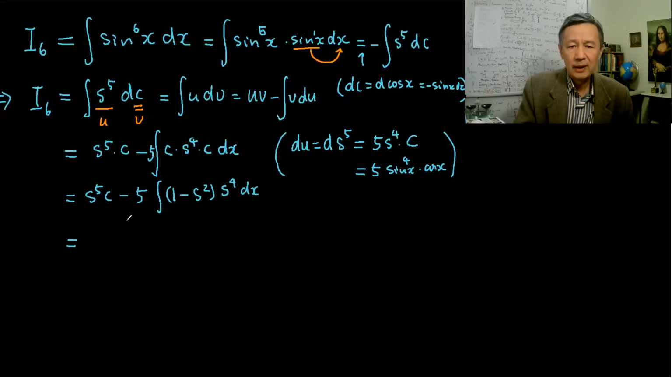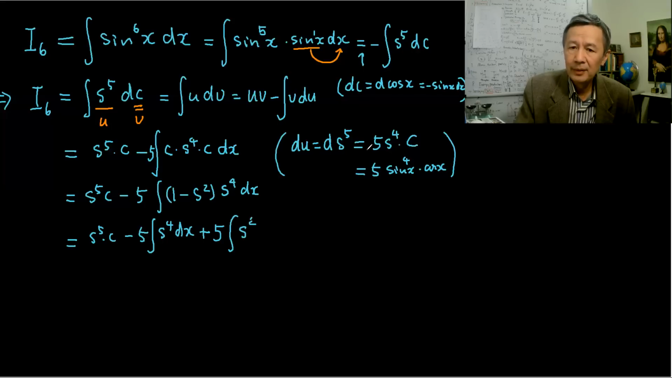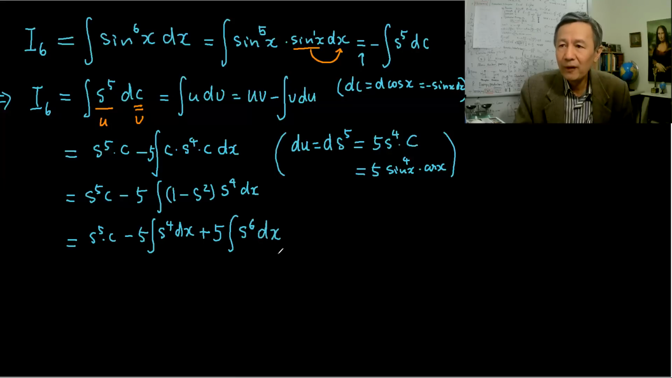Let's just continue, right? Without introducing new notation. So s^5 c minus 5. Now the first one will be what? I just continue. The first one will be s to the power 4 dx. The second one will be positive because negative times negative is positive. You still have to put 5 here in front. And look, the product of s squared times s to the power 4 will be s^6. So this is exactly the integral we're looking for.